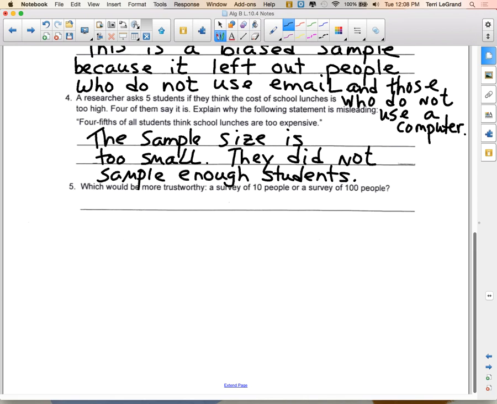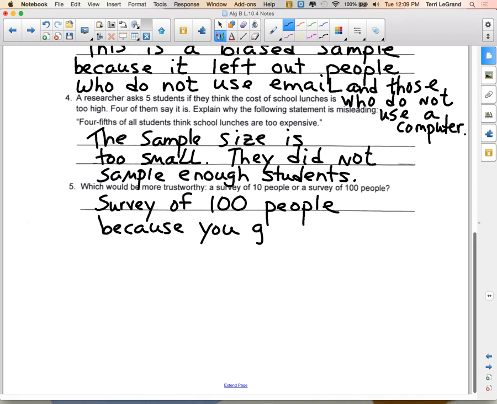Well, then which would be more trustworthy? A survey of 10 people or a survey of 100 people? 100 people, that's kind of a given, isn't it? Survey of 100 people. The more the merrier. No, the better survey, because you get a better representation. The more that you sample, the better representation you will get of the true picture.